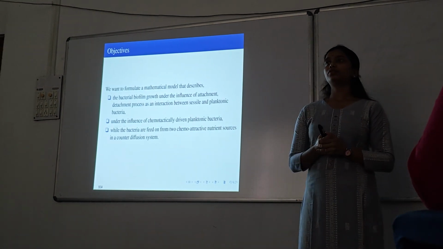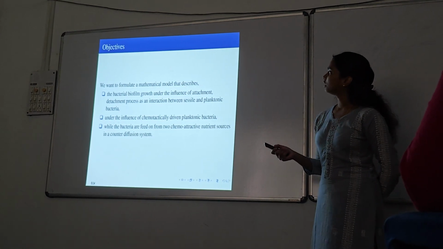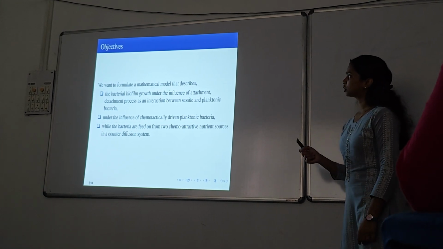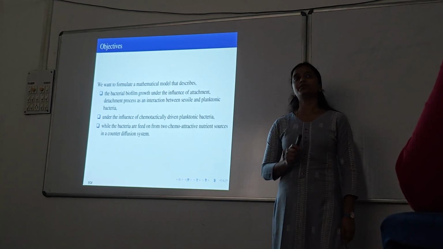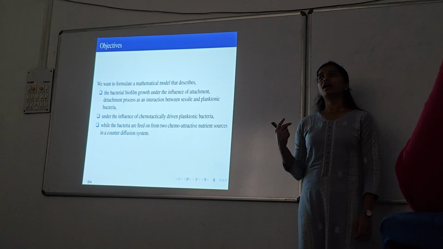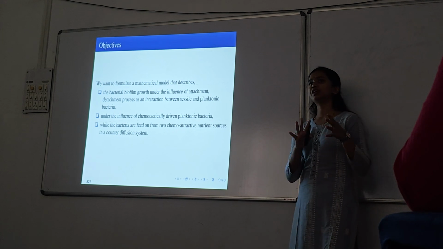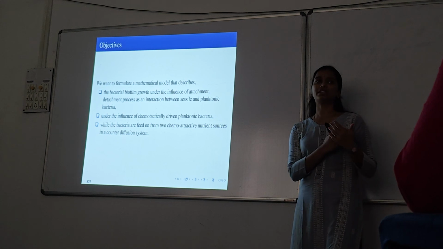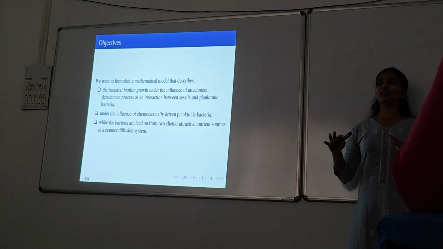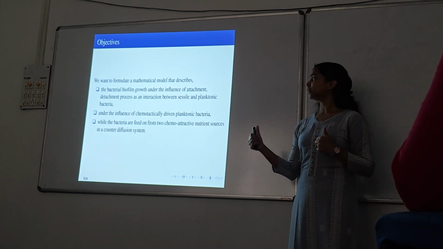So our objective, what we set here for our research, is to formulate a mathematical model that describes the bacterial biofilm growth under the influence of attachment and detachment processes. By attachment and detachment process, I want to introduce two more definitions. One is sessile bacteria, the second one is planktonic bacteria. Sessile bacteria are the bacteria inside the biofilm, that is surface attached, and planktonic bacteria are bacteria suspended in the aqueous medium. So two types of bacteria, sessile and planktonic.